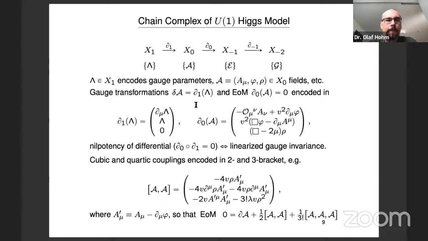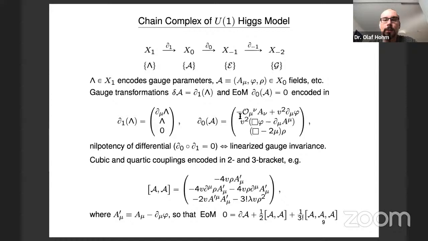Now, what are the differentials? The partial one that acts from gauge parameters to gauge fields defines the linearized gauge transformation. So delta A is partial one lambda, and the partial one lambda is given here. For A mu, that's just the familiar gauge transformation. For var phi, that's just a shift. And rho, the Higgs, is invariant, so that's why there's a zero here. So var phi goes with a shift, which means you can just gauge fix it to zero. But as I said, I want to keep it for a little while just to make the point that these L infinity formulations work very naturally. In fact, most applications are in the gauge redundant formulation.